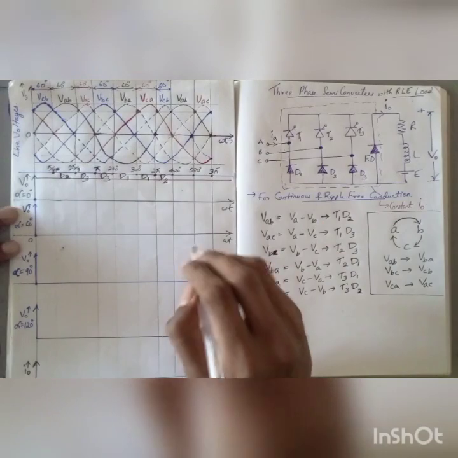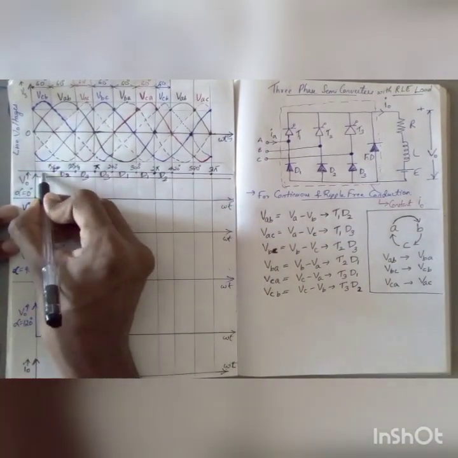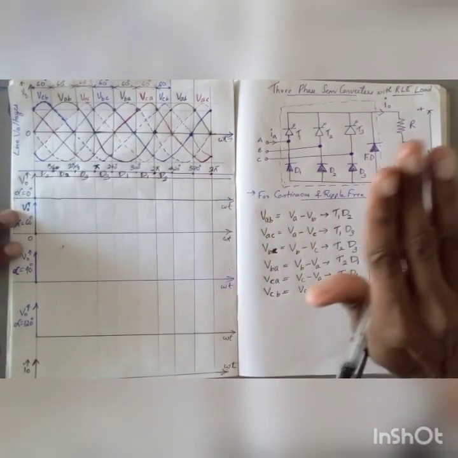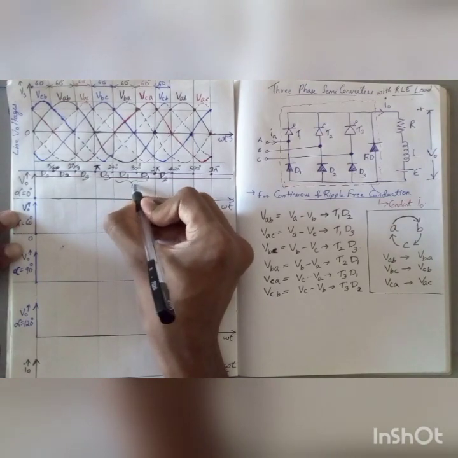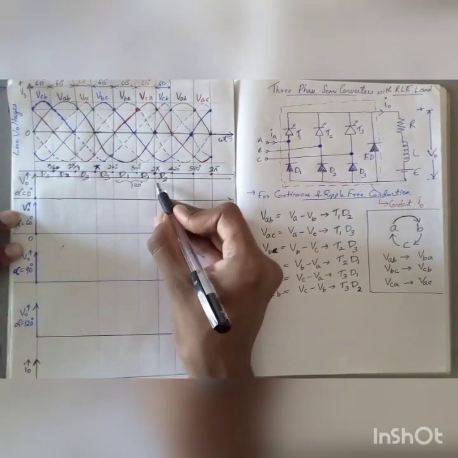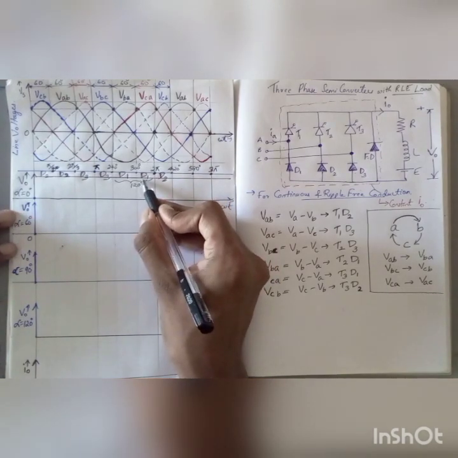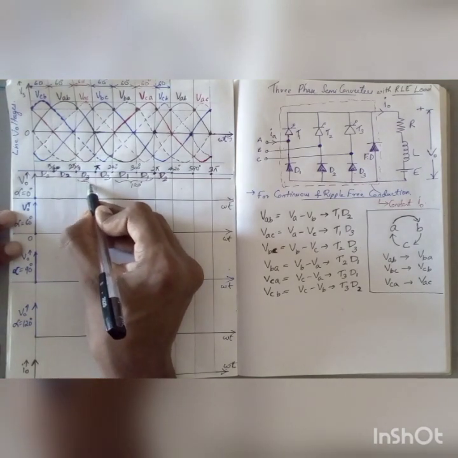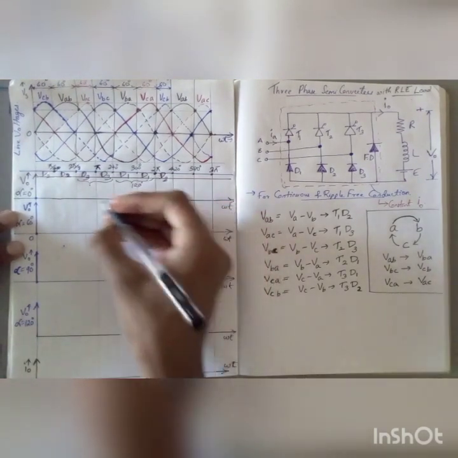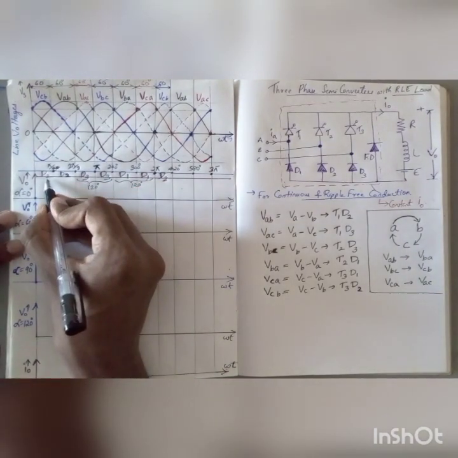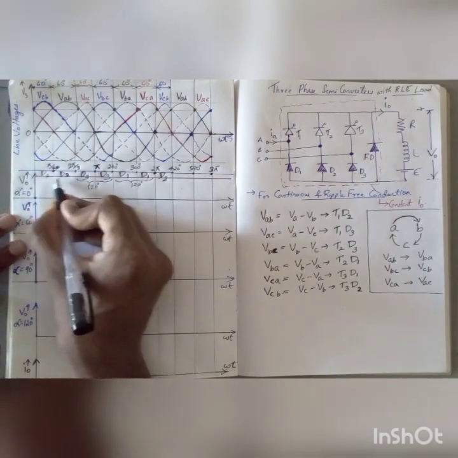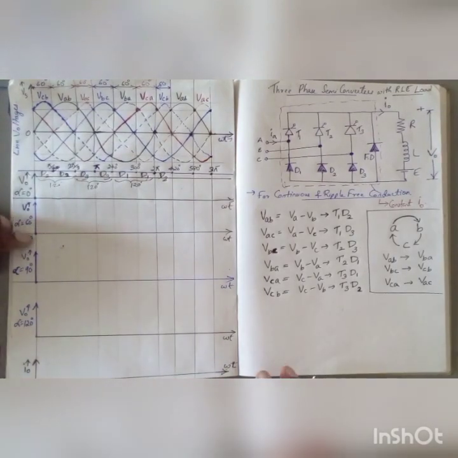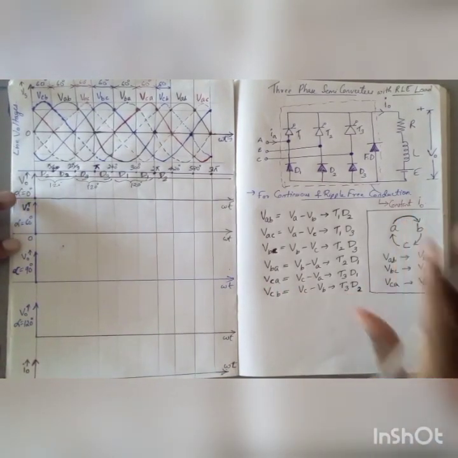From this, what have we understood? Here also D2 will be conducting. When a diode starts conducting, it conducts continuously for 120 degrees. From 240 to 360 degrees, my D1 will be conducting. Similarly, D3 will be conducting from 120 to 240 degrees. D2 will be conducting from 0 to 120 degrees. So diodes will be conducting for 120 degrees when they start conducting. Hope it is clear for you.